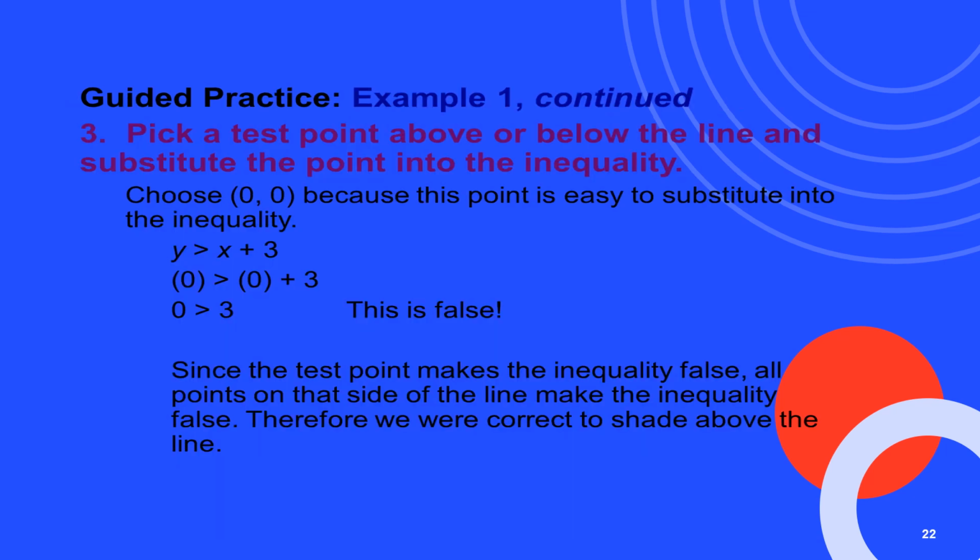Now, step number 3. Pick a test point above or below the line and substitute the point into the inequality. So choose 0, 0 because this point is easy to substitute into the inequality. So y is 0, greater than x is 0 plus 3, therefore 0 is greater than 3. So this is false. Since the test point makes the inequality false, all points on that side of the line make the inequality false. So therefore we were correct to shade above the line. So yes, we're correct. Okay?